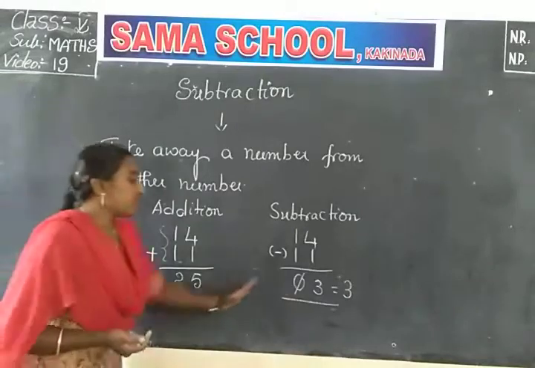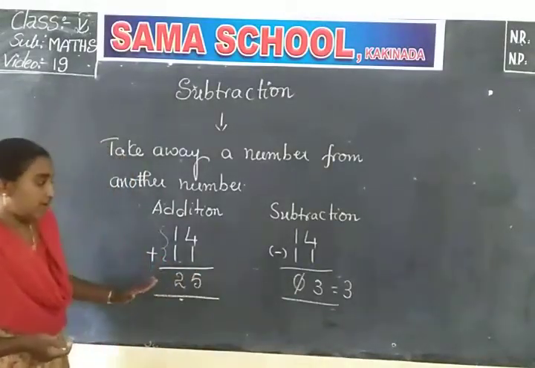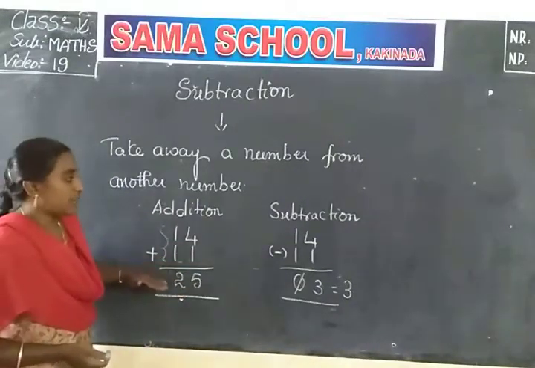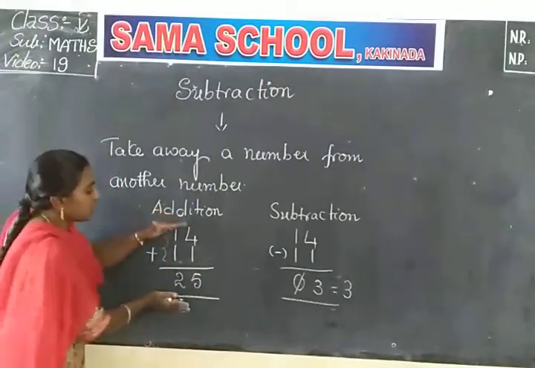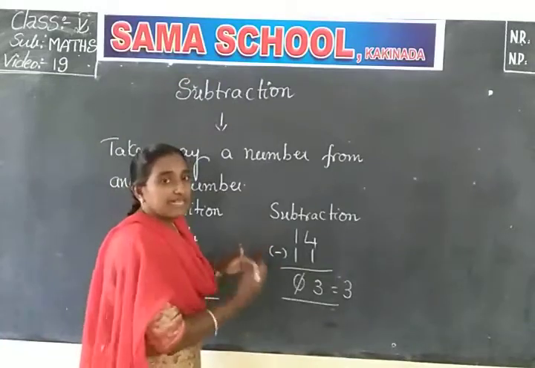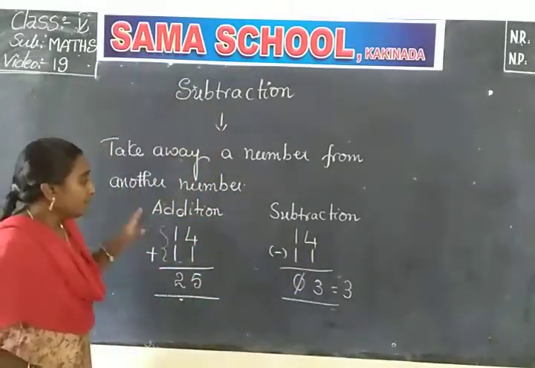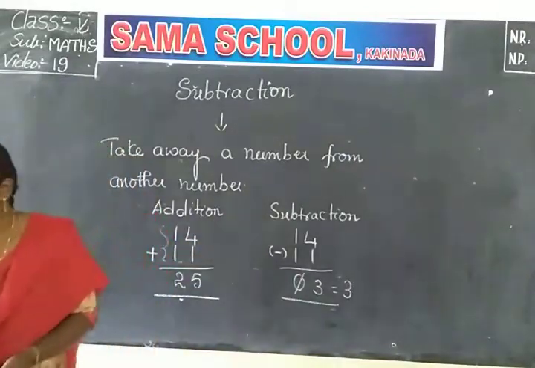See, this is the difference between addition and subtraction. I hope you have learned all these basics in the previous class. But again I am explaining clearly the difference between addition and subtraction. In addition we combine the numbers. In subtraction we take away a number from another number. That's why addition is the opposite of subtraction.